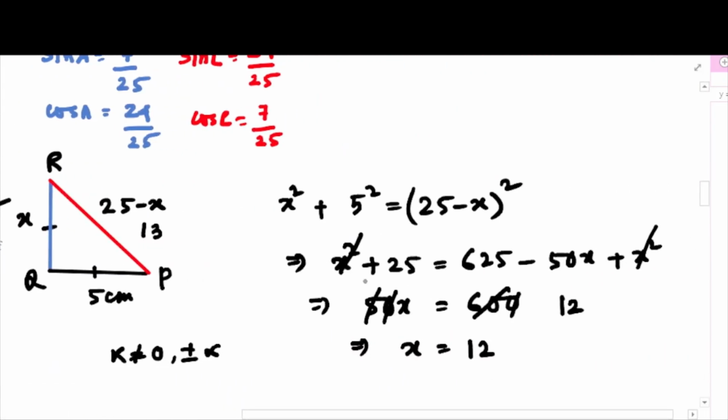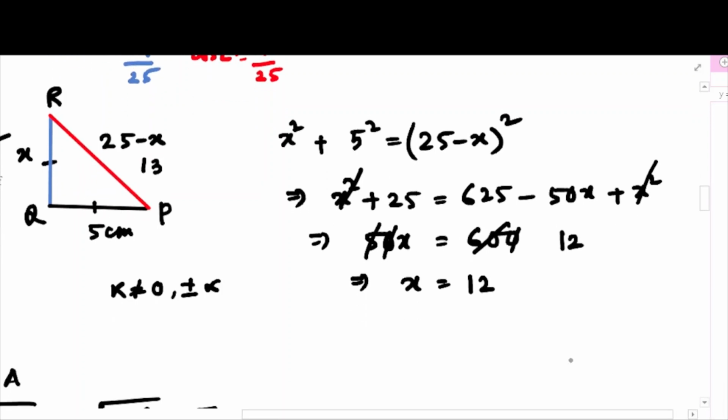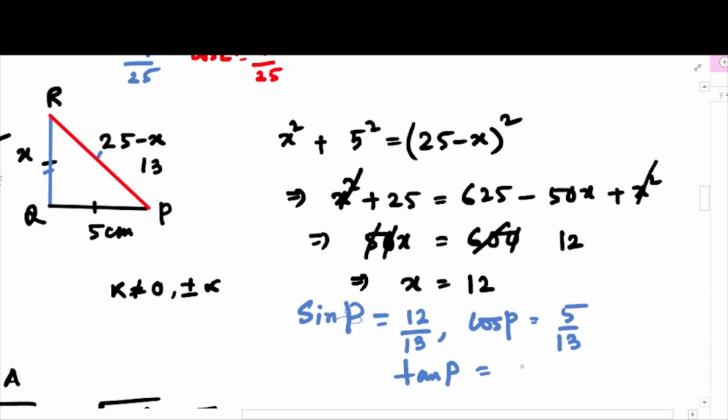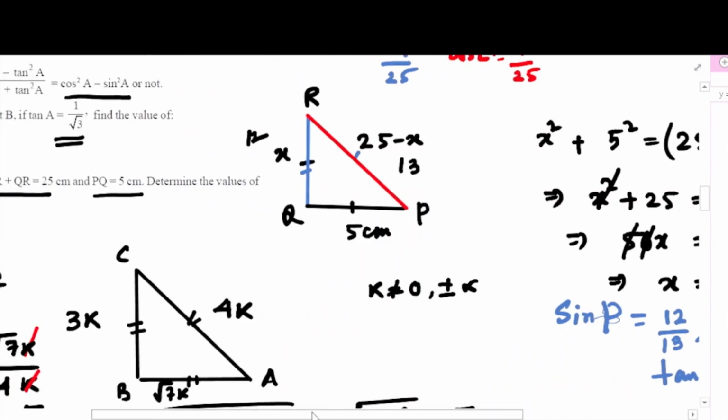Now from here, let me find the value of sin P first. For sin P I'm getting perpendicular by hypotenuse, that means 12 by 13. For cos P I'm getting base by hypotenuse, that means 5 by 13. And for tan P I'm getting perpendicular by base, that means 12 by 5, and this should be our answer for question number 10.